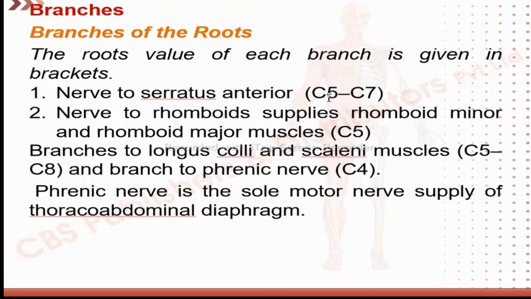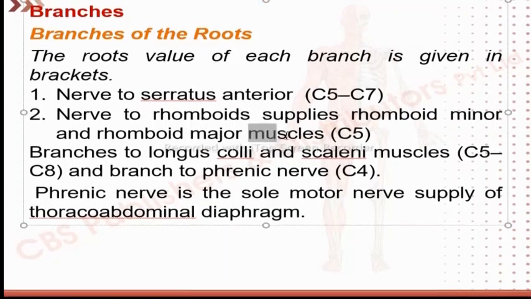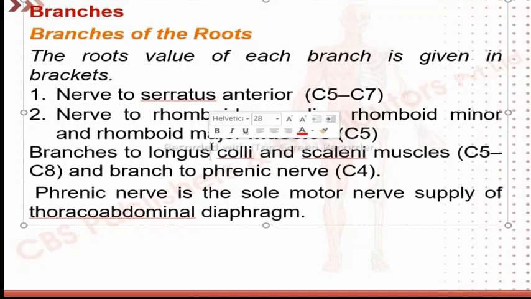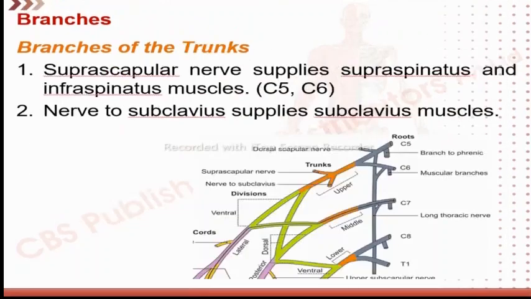From the C5 to C7 roots arises the nerve to serratus anterior. Then from the C5 root arise the muscular branches, and they supply the rhomboid muscles, which are muscles of the back and neck. Then from C4 arises the phrenic nerve, and the phrenic nerve supplies the diaphragm. So see the branches from the roots: muscular branches from C5, and the branch to the phrenic nerve.